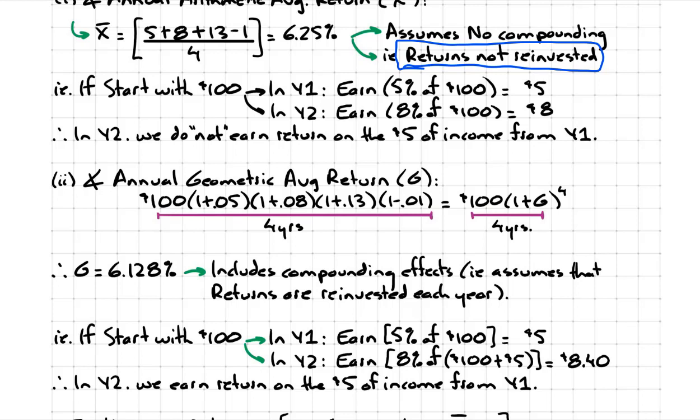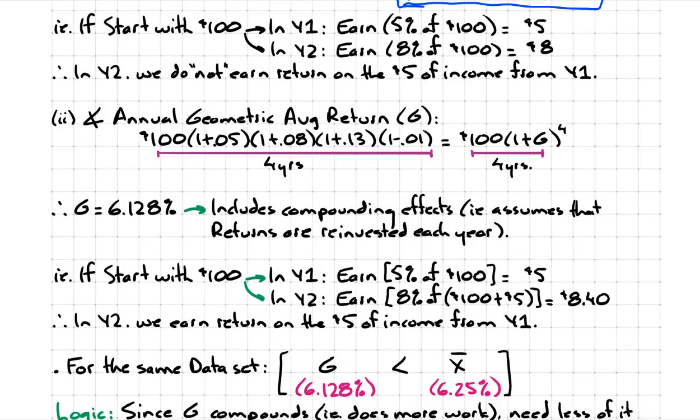So once you get it down to this stage over here, it just becomes linear algebra, meaning that you've got one equation and one variable, so we can solve for G. So if you solve all these numbers and then solve for G, you get 6.128% for the geometric average return.